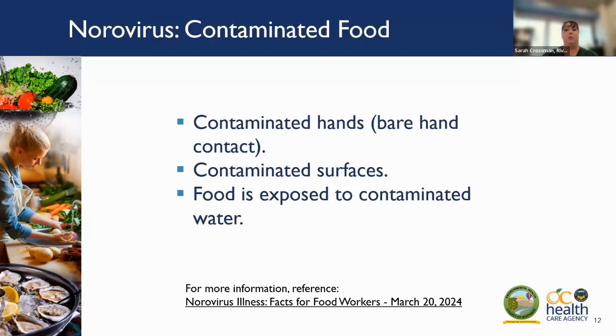Norovirus can also contaminate food before it even reaches a kitchen. Foods grown or harvested in contaminated water, such as oysters, or produce that is watered in the field with contaminated irrigation water, can carry the virus as well. So with all these ways norovirus can spread, the big question becomes, what can we do about it?